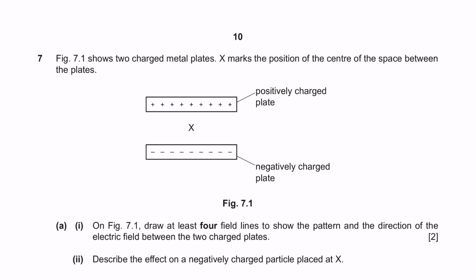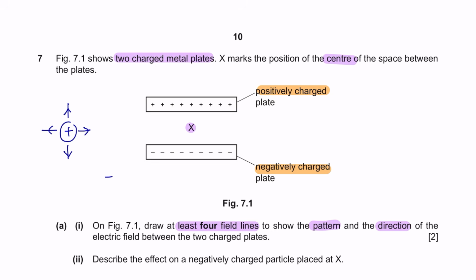Question 7. Figure 7.1 shows two charged metal plates. X marks the position of the center of the space between the plates. This is a positively charged plate and at the bottom is the negatively charged plate. Question A, Part 1. On Figure 7.1, draw at least 4 field lines to show the pattern and the direction of the electric field between the two charged plates.